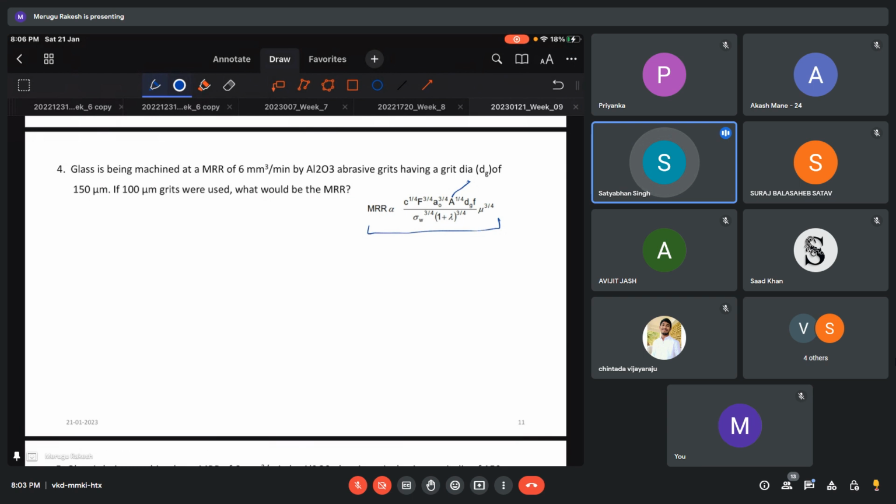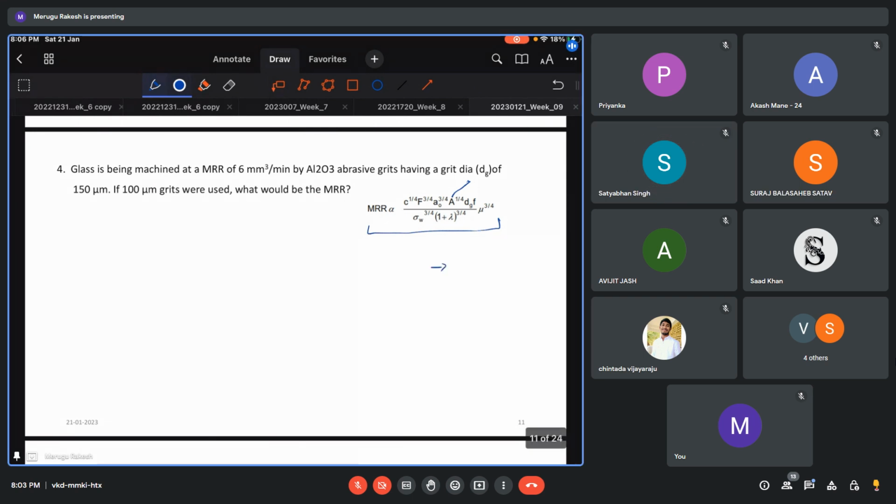Is the answer 4 mm cube per minute? Okay, let us wait. If you have done the fluid mechanics course, it will be a straightforward question.